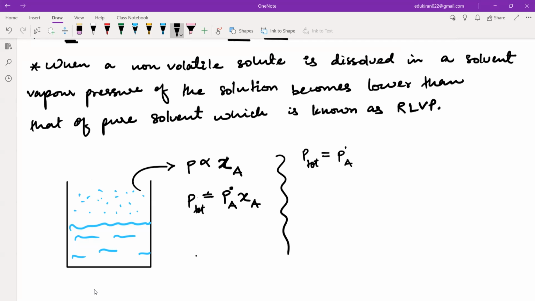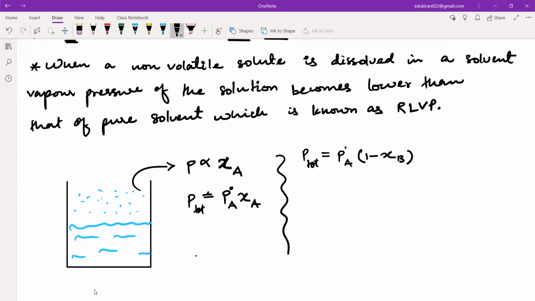We always define a solution by the concentration of its solute. If you add sugar to water, nobody will say the water has become a little less, add more water; they will say there is more sugar. So we always define things in terms of the solute. There is more sugar, there is less sugar, more tea leaves, less tea leaves. So instead of chi A, I will write 1 minus chi B, giving P naught A times 1 minus chi B.